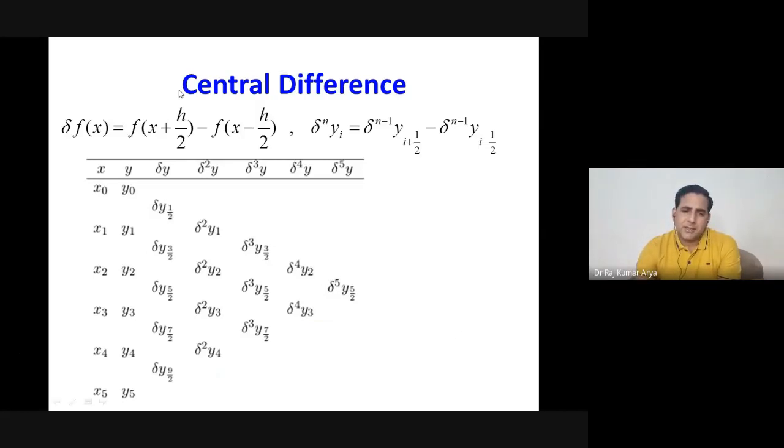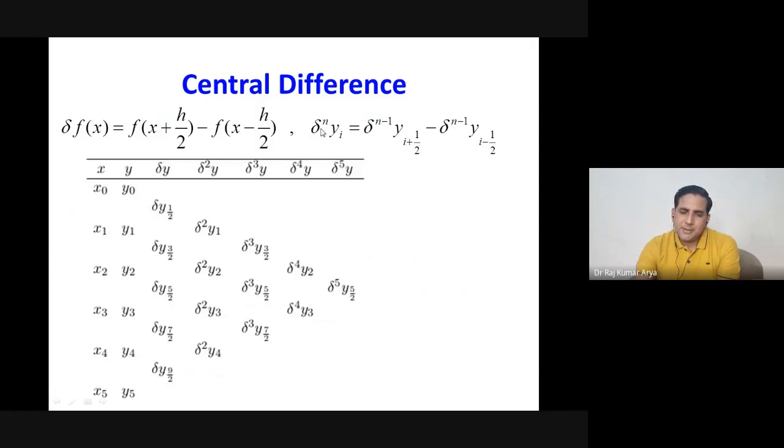Here your first central difference is given by del f x, which is f of x plus h, and then minus f of x minus h here. The step size between x naught and x1 is h only, and x2 to x1 is also h. So the step size is constant in Newton's forward difference, backward difference and the central difference. So the data must be equally spaced only. Only then these are valid.